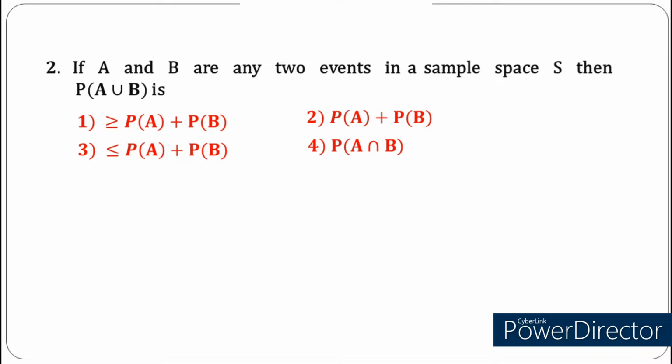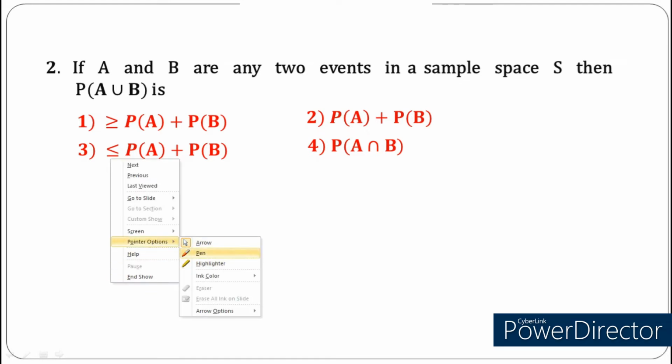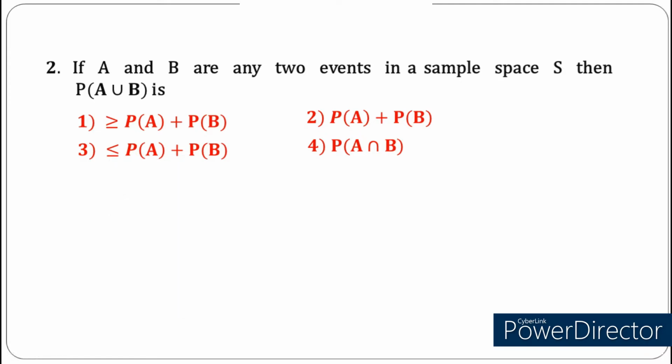If A and B are two events in a sample space S, then P of A union B is. See, there is a formula to calculate P of A union B. That is given by P of A union B equals P of A plus P of B minus P of A intersection B.